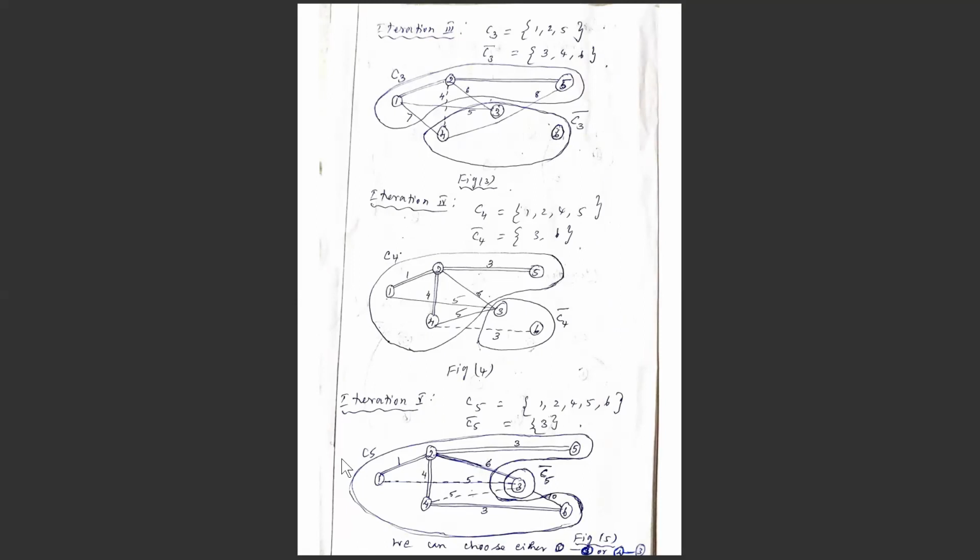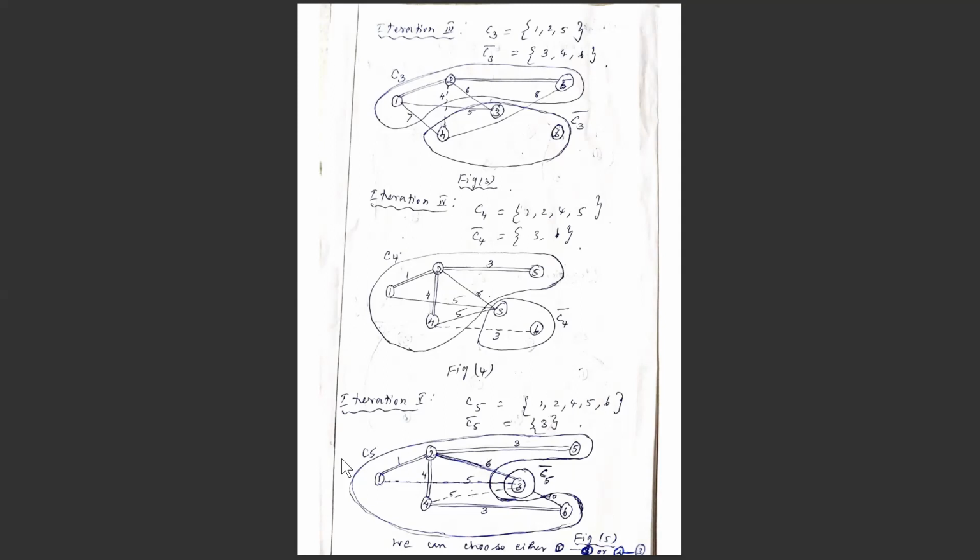So now the minimum distance from node 2 is for node 4. So node 4 is at the minimum distance, that is 4 miles. That is a minimum distance. So I am going to link permanently node 4 with C3 and I'm going to remove it from C3 bar.